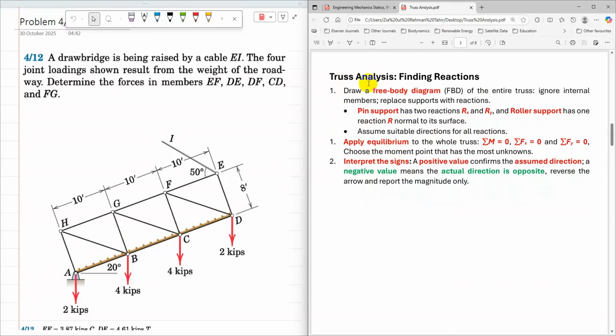These are the steps to find reactions in a truss. We need to draw a free body diagram of the entire truss, ignoring internal members and replacing supports with reactions. A is a pin support, so it will have two reactions, and then we need to apply the conditions of equilibrium. You can choose any direction for the reaction.